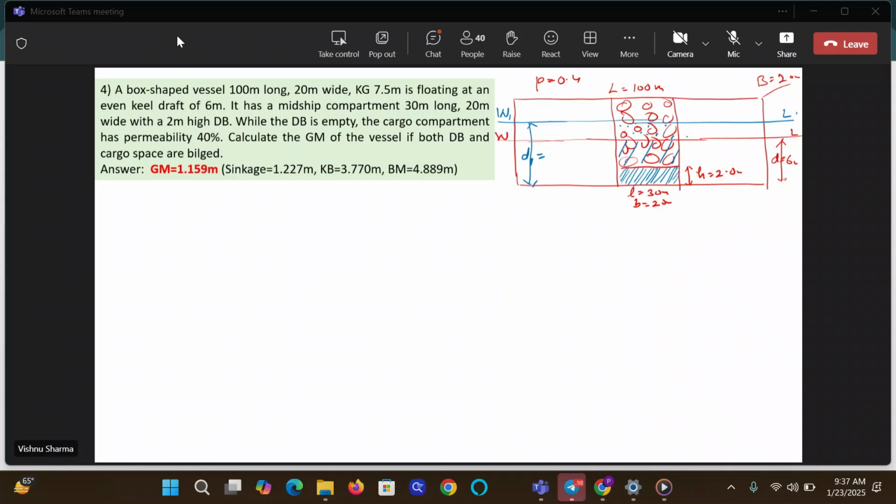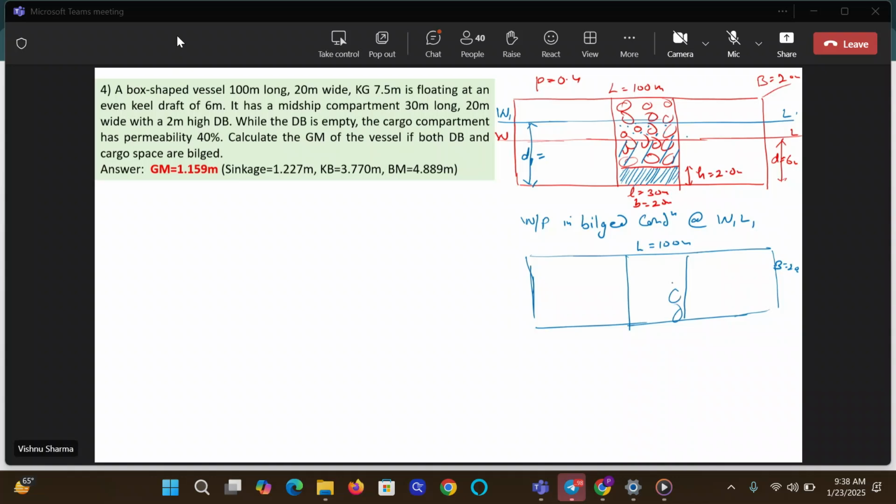Very good. Now we'll be at the water plane, and you know what is to be written. I am writing the water plane in bilged condition, at W1, L1. If I cut the ship at W1, L1, there will be a partial loss of water plane in the way of the bilged compartment. So 100 meters, 20 meters. There will be some cargo surfaces seen here, and there will be a loss here. This L is 30 meters, that is 20 meters.